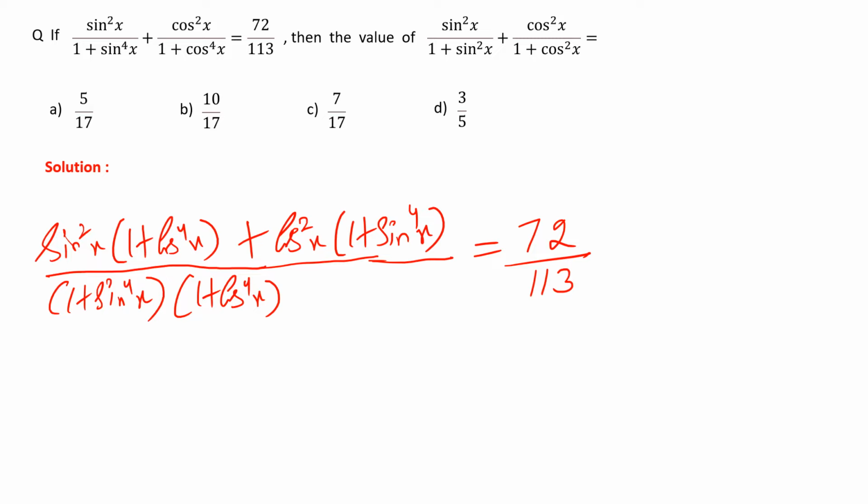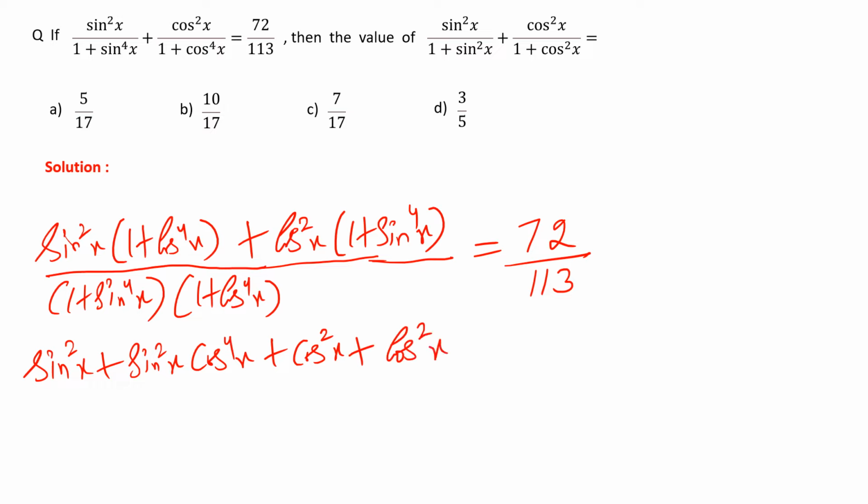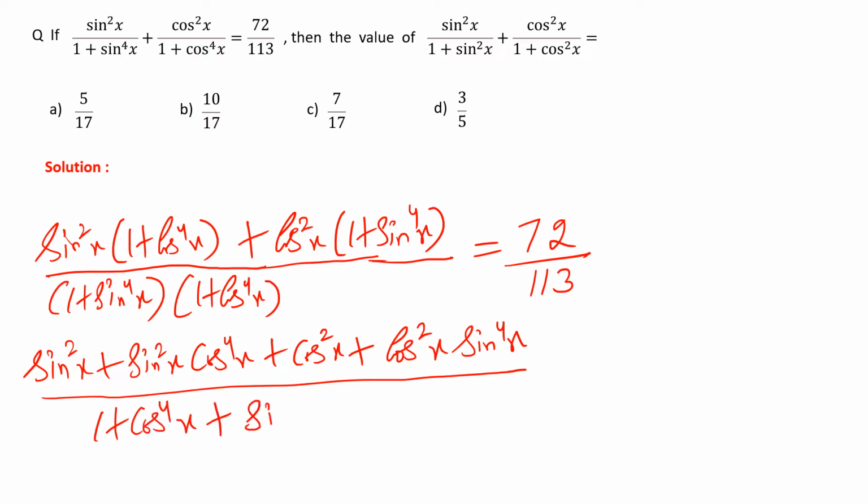Now let's open the brackets in the numerator and denominator to get sine square x plus sine square x into cos x power 4 plus cos square x plus cos square x into sine x power 4. And in the denominator I will be getting 1 plus cos x power 4 plus sine x power 4 plus sine x power 4 into cos x power 4. Fine. And this is equal to 72 upon 130.